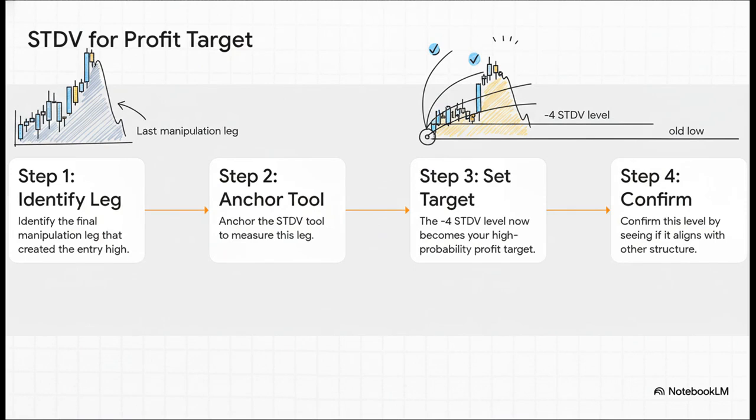You use the exact same tool. You just find the last manipulation leg that actually created the high where you entered your short trade. You measure that leg, and the projected -4 level becomes your new profit target. And just like you did for the entry, you look for a little extra confirmation, like seeing if that target lines up with another significant old low.